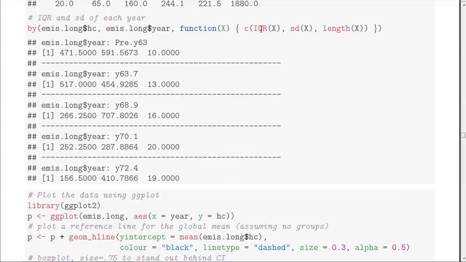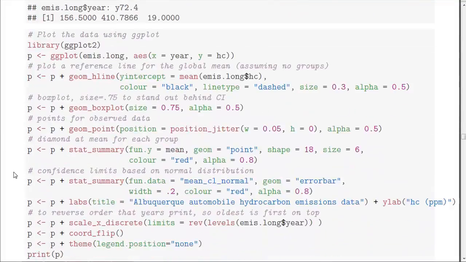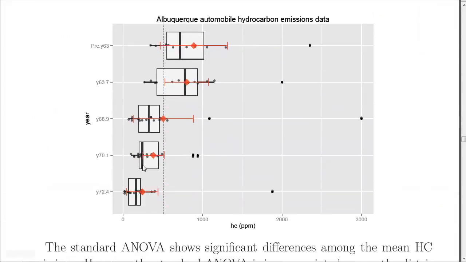Okay, so maybe we'll just look at the interquartile ranges over these. We have 470, 500, and then 200, 200, and 150. So it looks like the spreads are a bit different. If we plot the data, we can see some fairly big differences here. The oldest cars are at the top and the newest cars are at the bottom.